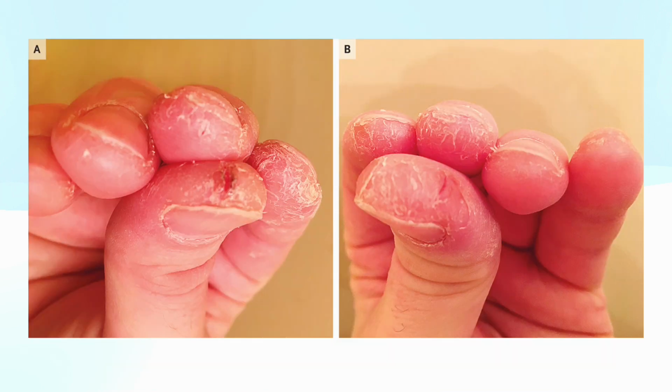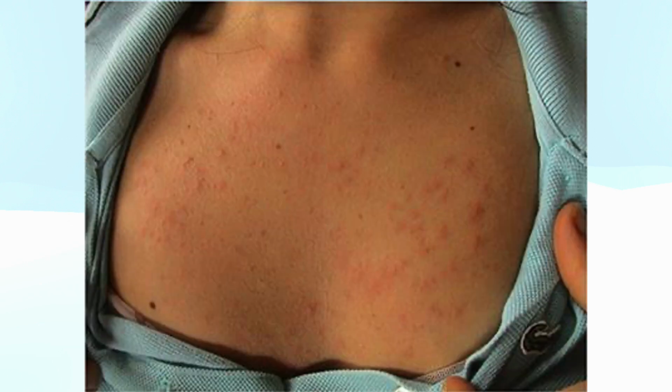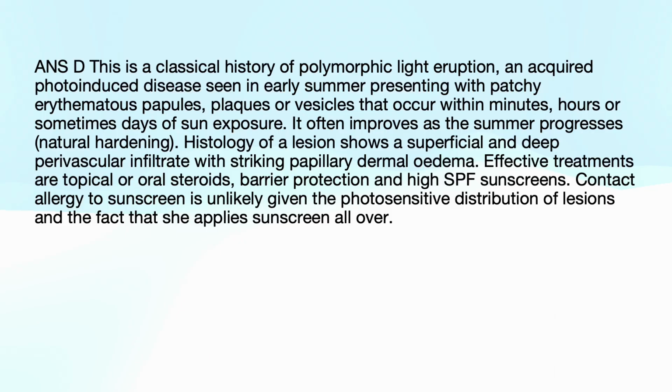This is mechanic's hands in antisynthetase syndrome. Okay, here we go. This is nothing other than PLE, polymorphic light eruption. This is a classical history of polymorphic light eruption. It's a photo-induced disease. Photosensitive disorders are a big group of disorders you can find, and one of the most common is polymorphic light eruption. You have to prescribe them high SPF sunscreens and barriers and steroid creams. Everything will work over here.